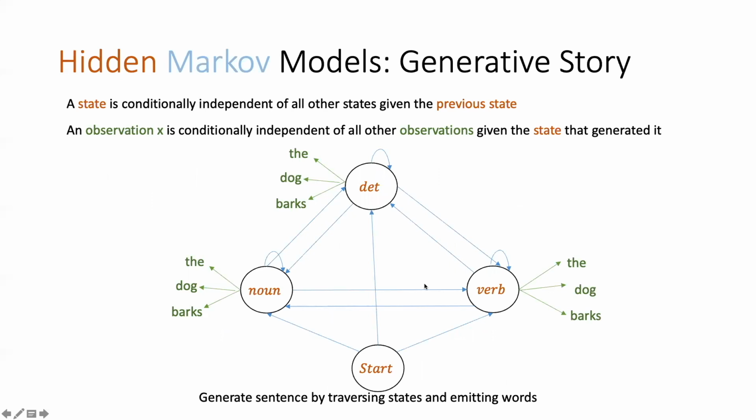Let's discuss how to generate a sentence using HMM. From the start state, we can visit any of the other states, either determiner, noun, or verb, and emit the observation word, the, dog, or barks, from the vocabulary, and then transition to another state, either noun or verb, or do a self transition to the same state. This is how we can generate a sentence using HMM in a generative way.